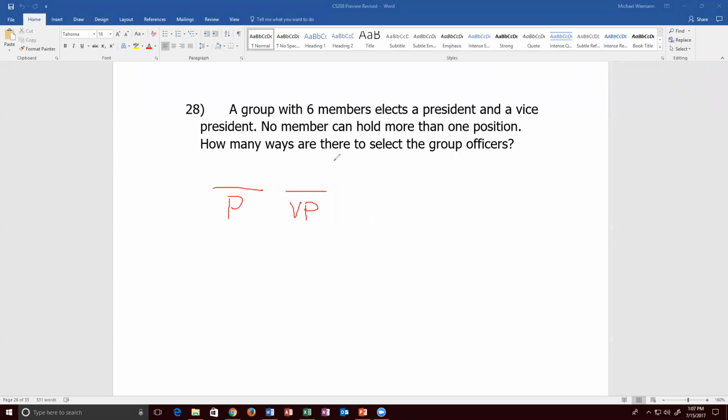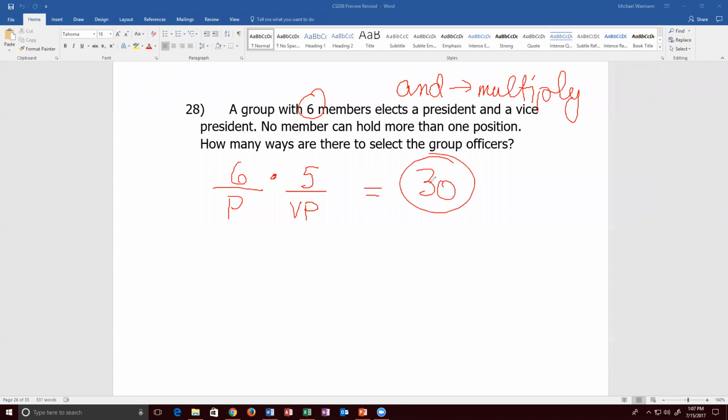Okay, so president, vice president. Initially, you have 6 to choose from. So 6 has the options for the president. For vice president, both the president and vice president can't be the same person. So I have to decrease that count by 1, and I'm at 5. Your group's got to consist of the president and the vice president. Remember, from a counting perspective, anytime you have the word and, you have to multiply. So in this case, I'm going to take the 6 times 5, ends up with 30 as the correct answer to problem number 28.